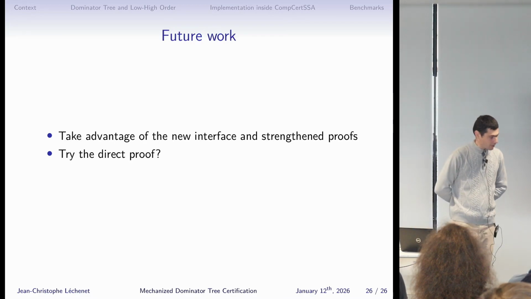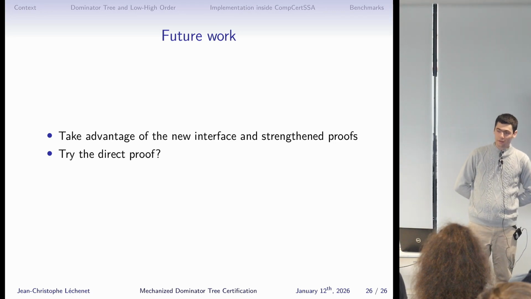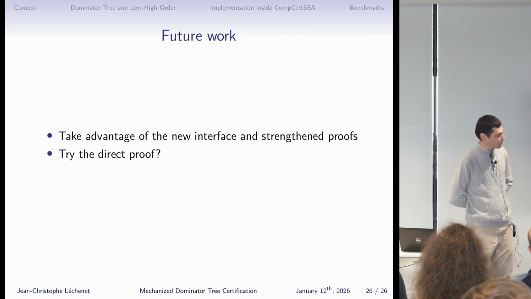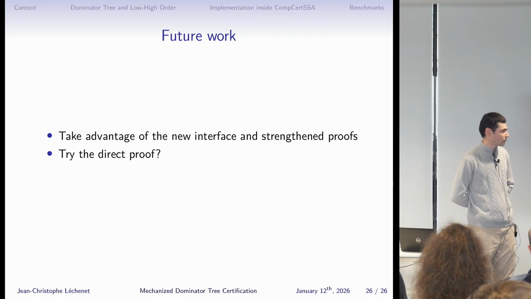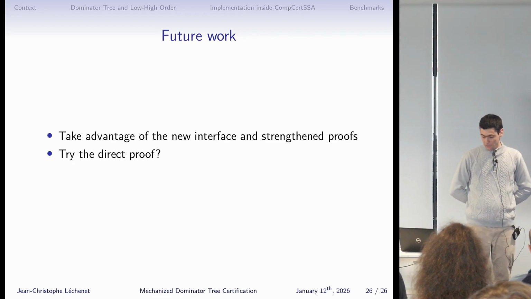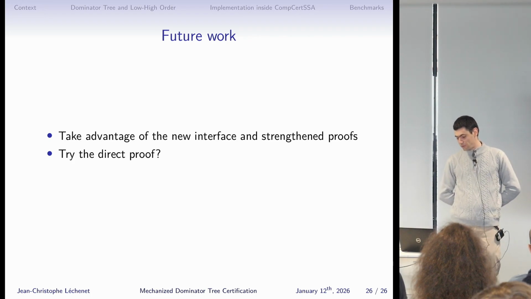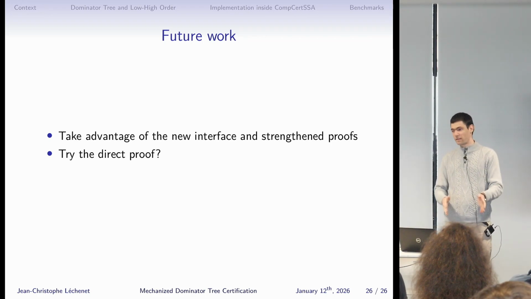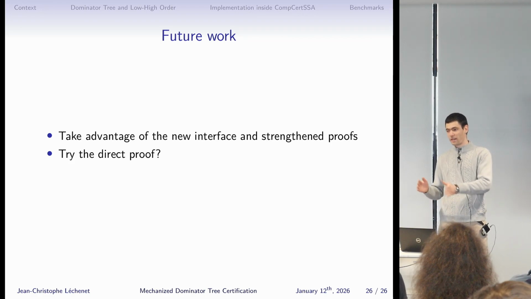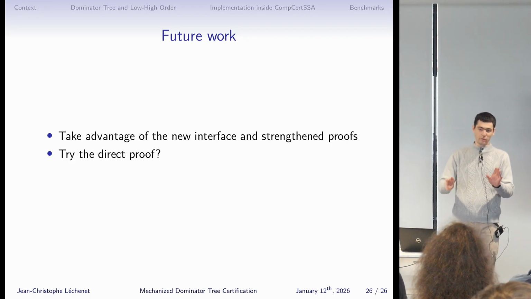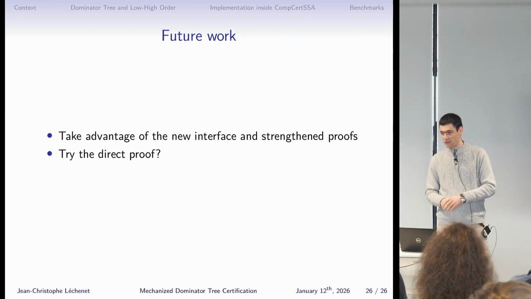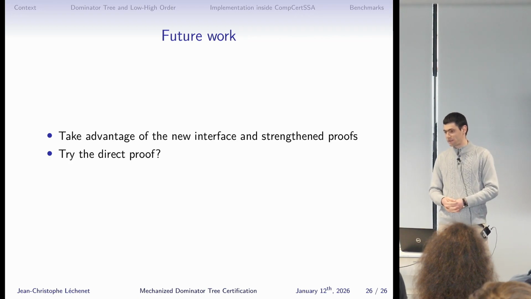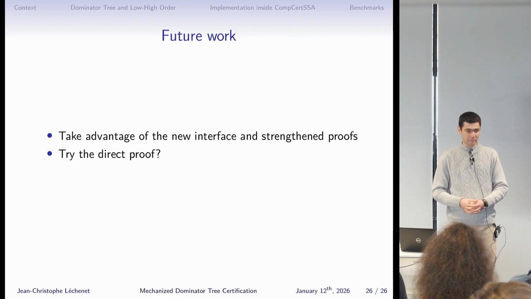And as future work, it would be nice to really try to build something on top of it, and maybe it may reveal that the interface is not the correct one. And since we saw that it's pretty expensive to do that with the certificate, computing the low-high order is expensive, doing the checking, at least with the current data structure, is expensive too. Maybe it's a hint that we should try to do the direct proof of the algorithm.